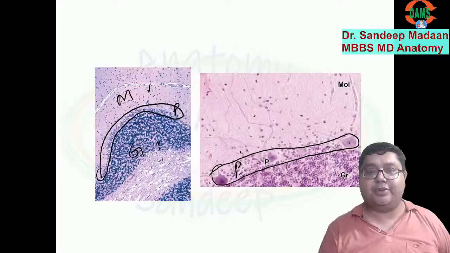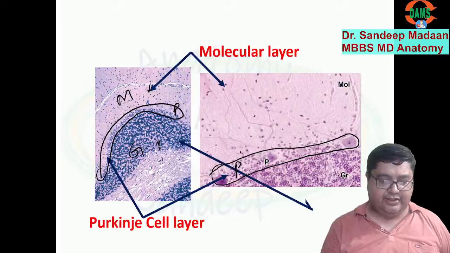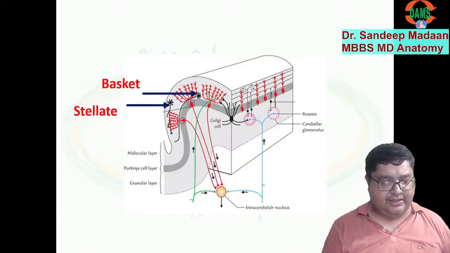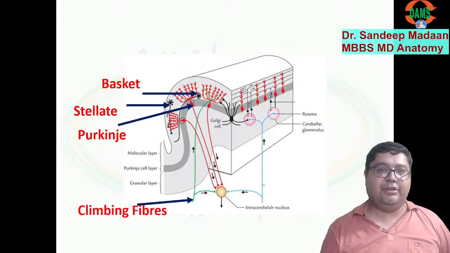That's how you have to proceed. Like this molecular layer, this is the Purkinje layer, and this is the granular layer. Now, what you can see: basket cell, stellate cell in the molecular layer, Purkinje cell in the Purkinje layer, and these are the climbing fibers.